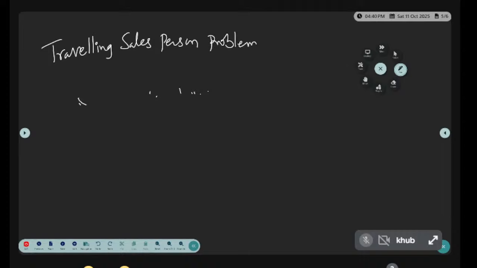Traveling salesperson problem. This problem is like Zomato, Amazon delivery boy, Flipkart delivery boy. What duty enti? Amazon delivery boy అనుకోండి. The main duty of the Amazon delivery boy has to go to the distribution center. There is one distribution center will be there in city, outskirts of city.